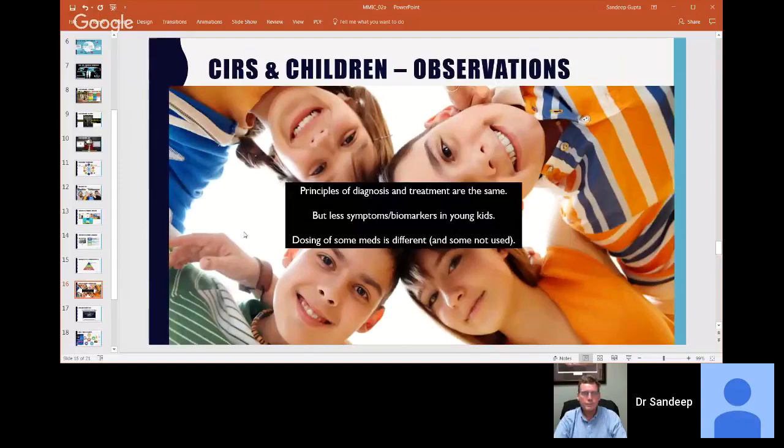So some of the observations in closing in treating CIRS in children are that the principles of diagnosis and treatment are basically the same with some slight variations. But there are fewer symptoms, and generally we test fewer biomarkers in young children. The dosage of some medications is slightly different, and some are not used. So these are really some of the take-home points from this webinar today. I hope this has been really helpful for people.